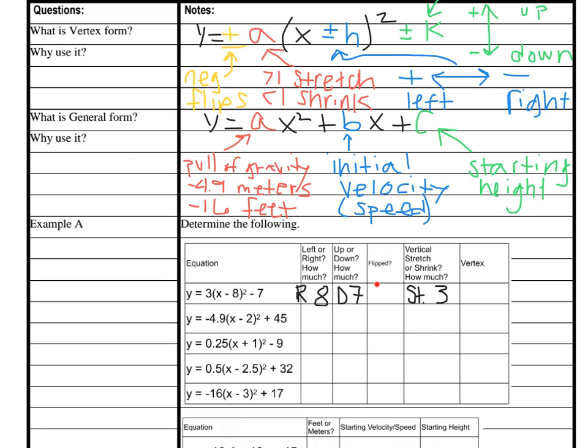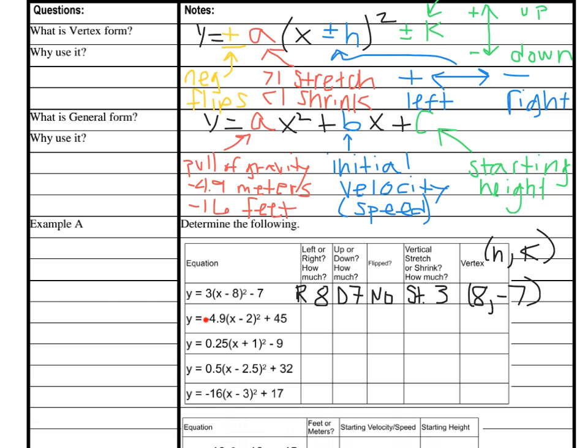We still need to figure out if it was flipped or not. If there's a negative out front, it flips. And in ours, we do not have a negative out front, so it is not flipped. The vertex is h, k, and when we write what the h is, we are going to write the opposite of what we see. So over here, it's a negative 8, so I'm going to write positive 8. And then the k is just whatever we see. Over here, it's a negative 7, so I'm going to write negative 7. So that's our vertex, 8, negative 7.